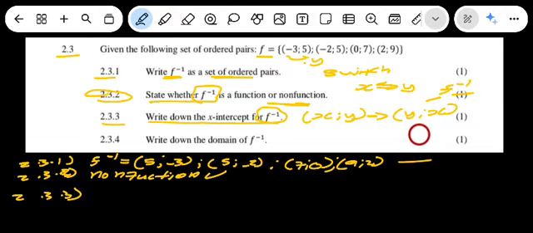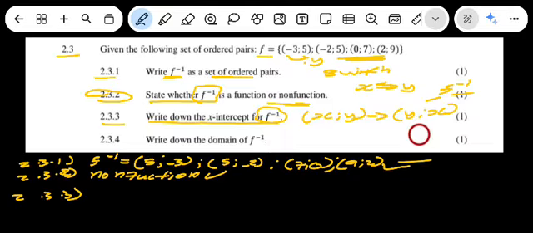Write down the x-intercept of an inverse. What comes to your mind when you're talking about the phase of an inverse? We are no longer focusing here. We are focusing on this. It's an inverse. Here are the coordinates for now of an inverse.